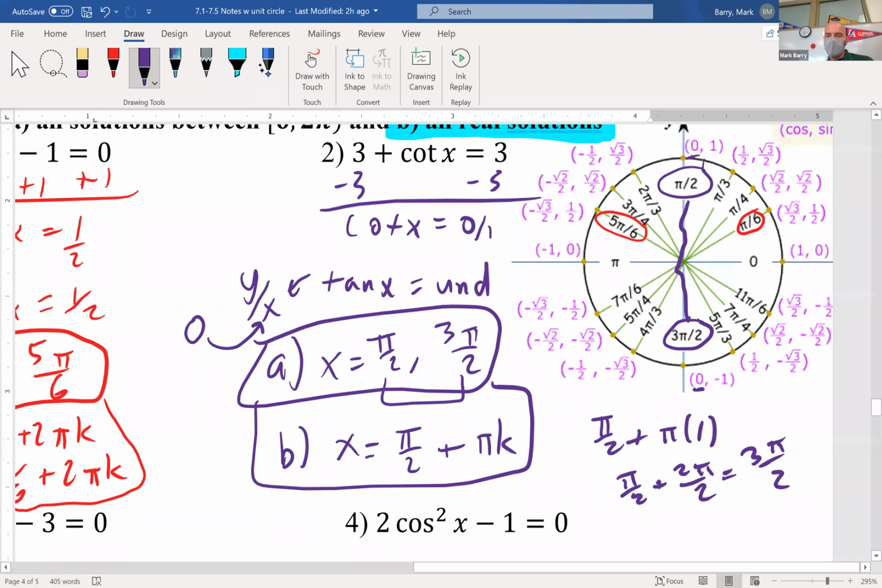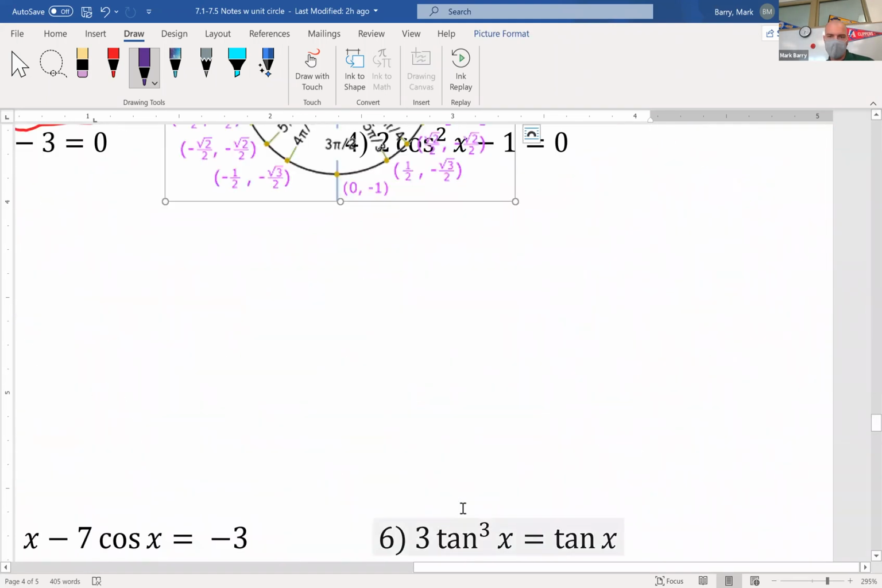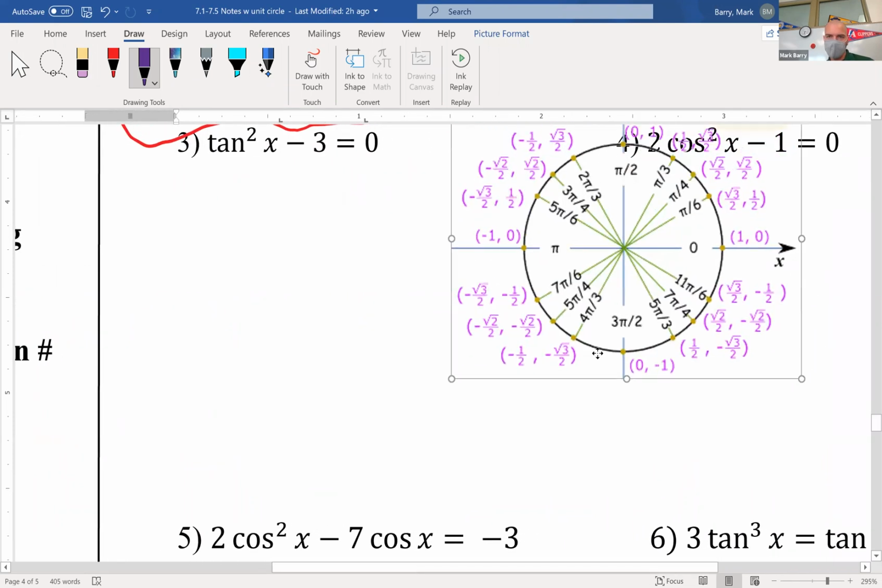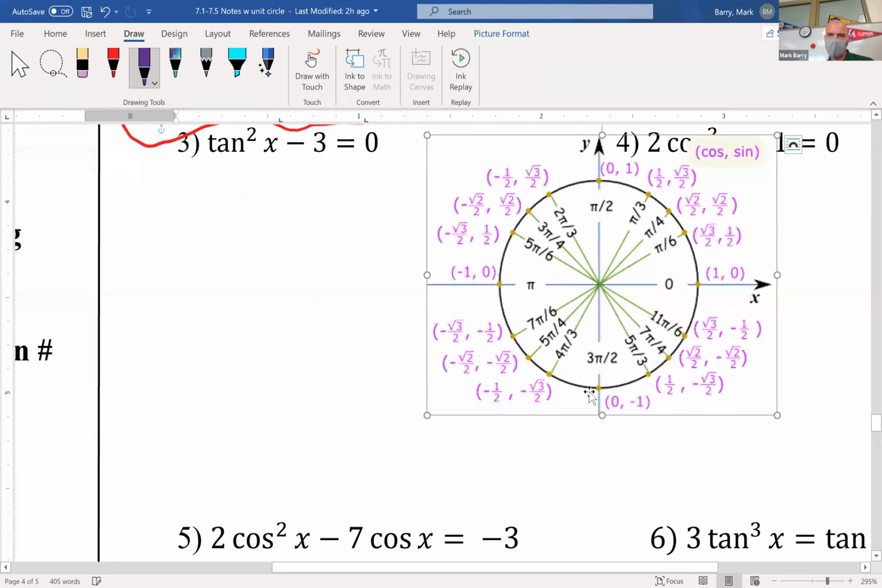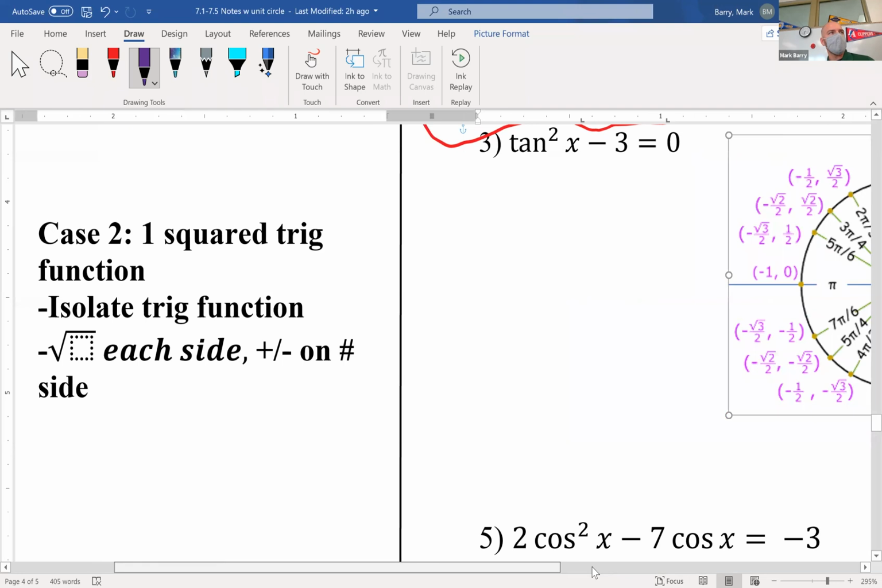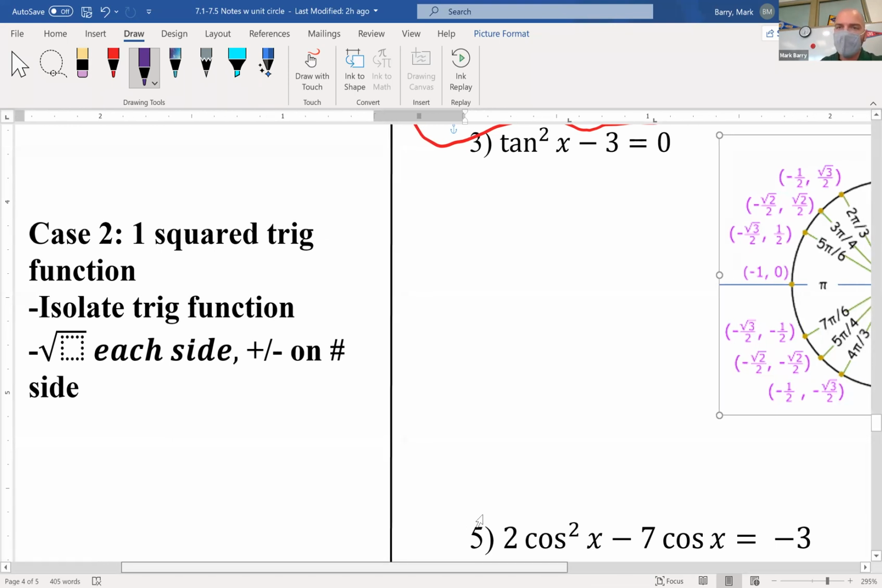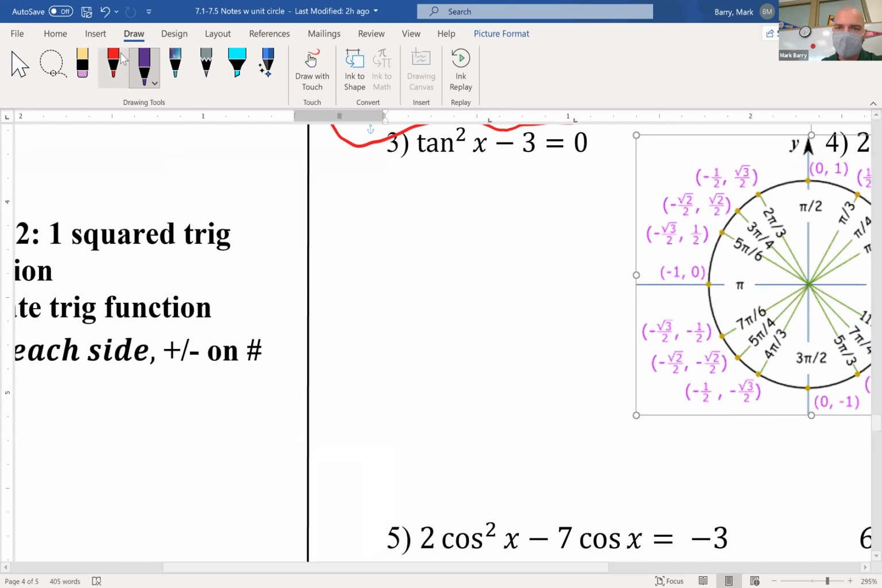Awesome. All right, so let's move on to number 3 now. I'm going to bring my unit circle along with me. All right, so let's see the instructions here. If you have 1 squared trig function, you're going to isolate the trig function, and then we're going to square root both sides. Anytime we square root both sides of an equation, we need a plus or minus on the number side, okay? All right, so let's go for it here.